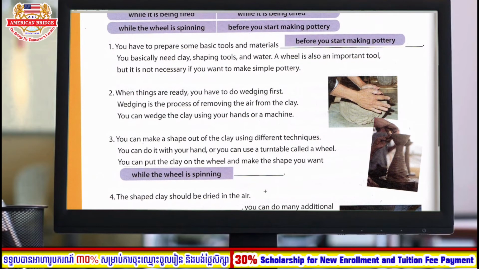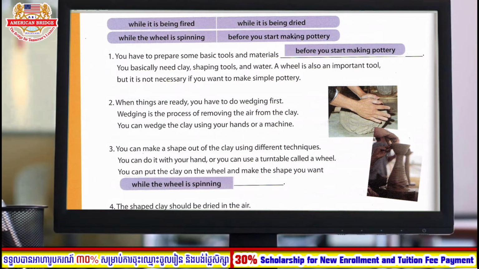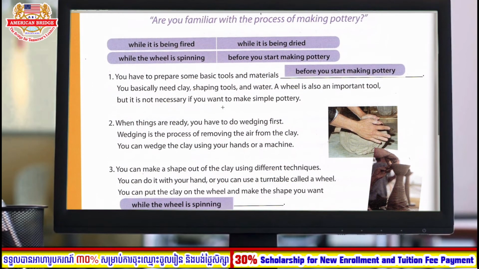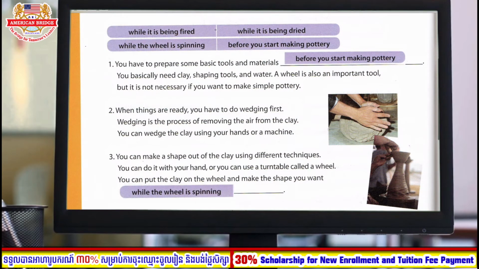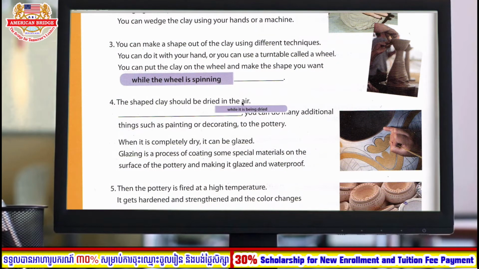So the quick information is dry in the air. So here, while it is being dried, or while it is being fired, what can you do? You can draw on the pottery while it is dry or while it is being fired. So the first information that comes into my mind is while it is being dried. When the pottery is dry, you can draw on it. Okay, so here is the correct answer.